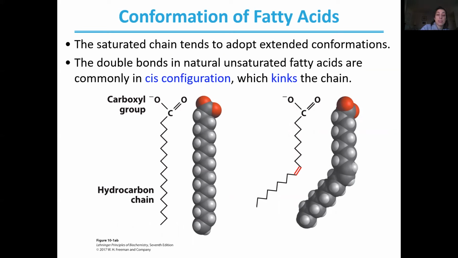And that's again because we in nature only find cis conformations of double bonds. So remember the difference between a cis double bond and a trans double bond. In nature, these are the only types of double bonds we find naturally made in fatty acids, which again kink the chain because of this cis conformation, making them stack less and making them have a lower melting point. So these tend to be liquids at room temperature.